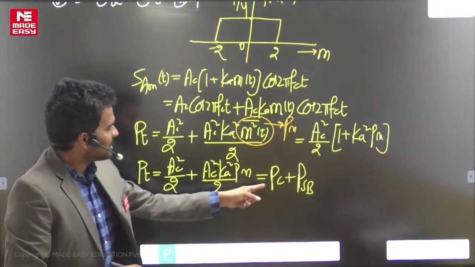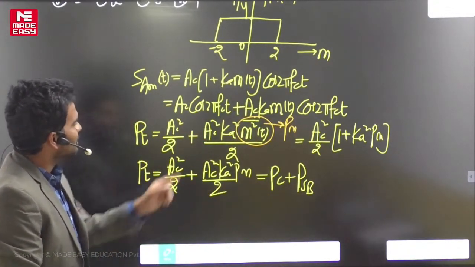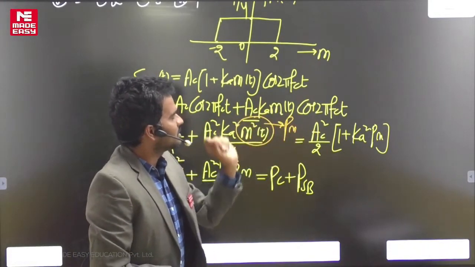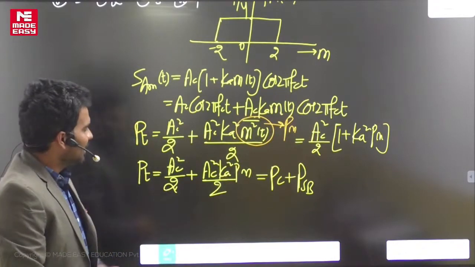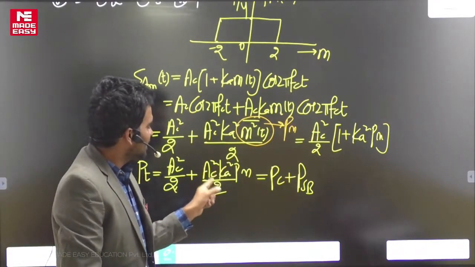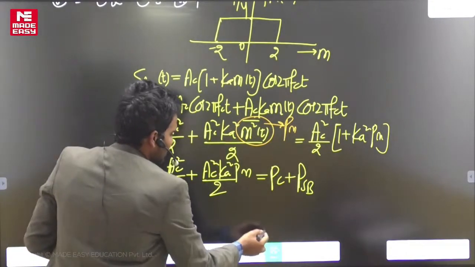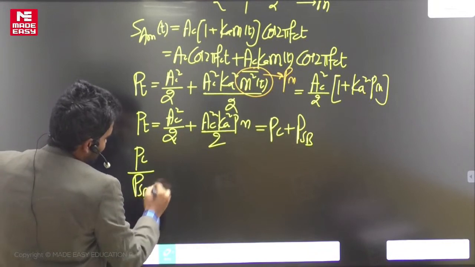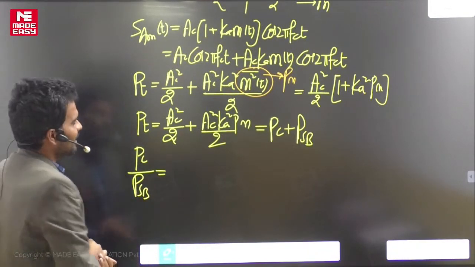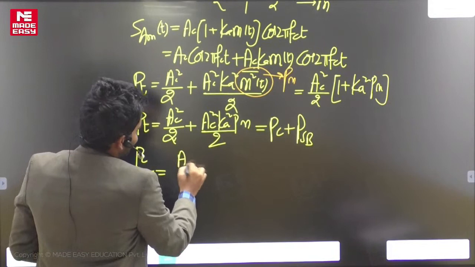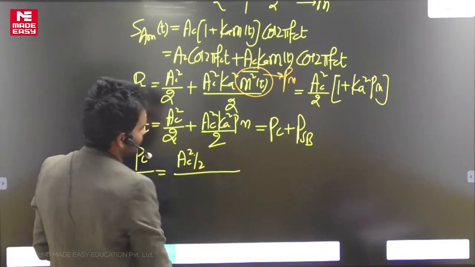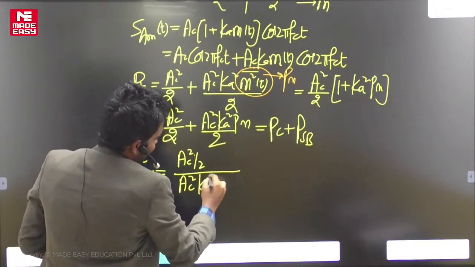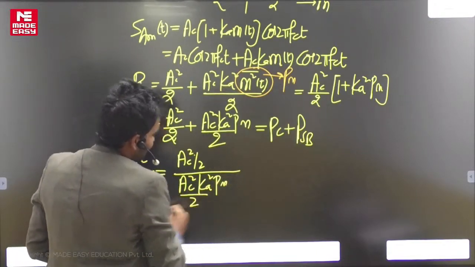So from comparison, Pc equals Ac squared by 2, the power of this carrier term. Okay. And here this is the modulated term. The power of this modulated term is also called the sideband power, and that sideband power will be Ac squared Ka squared PM by 2. So here we have to find Pc by Psb. Pc equals Ac squared by 2, and Psb equals Ac squared Ka squared PM by 2.